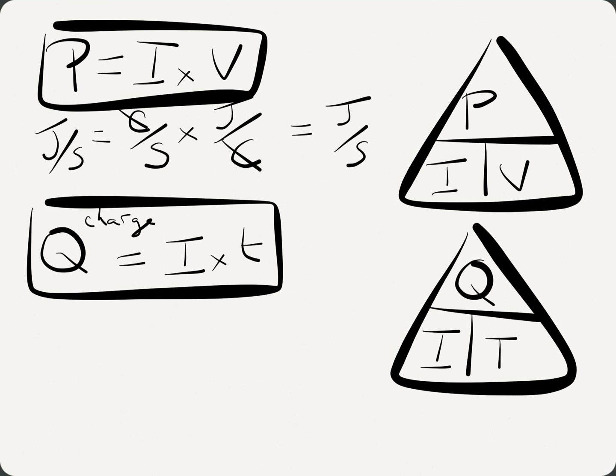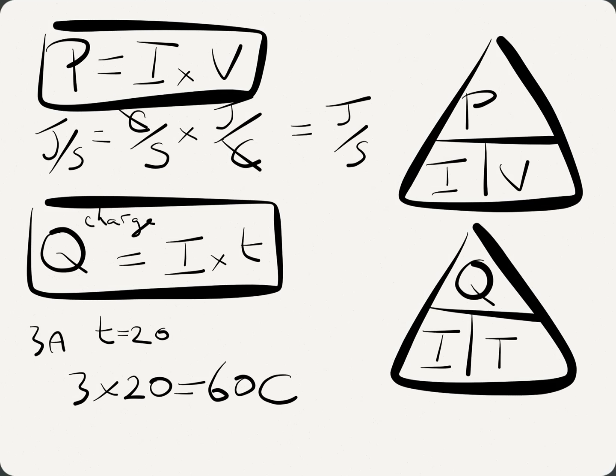And what it will let you do is work out total charge flowing. So if we had a current, say, of 3 amps, and it ran for a time of 20 seconds, we would just do 3 times 20, which is 60 coulombs of charge. And you'll see here I've used capital C. This is the reason why we don't use the letter C for current. It was taken by Coulomb.